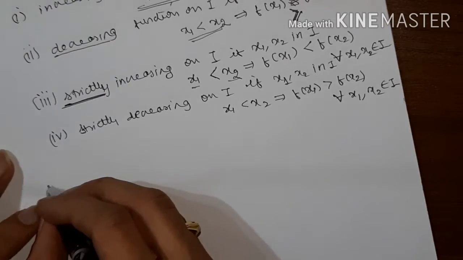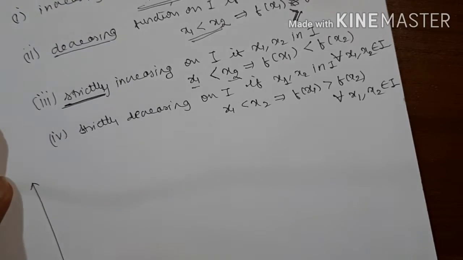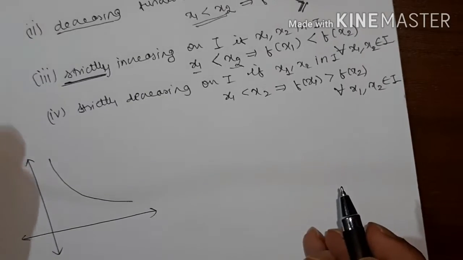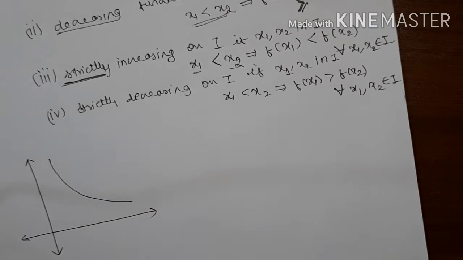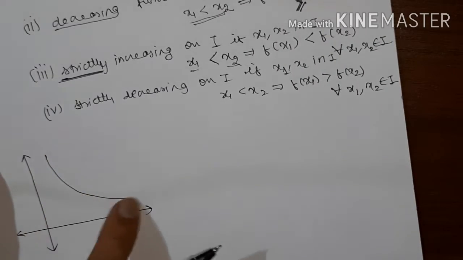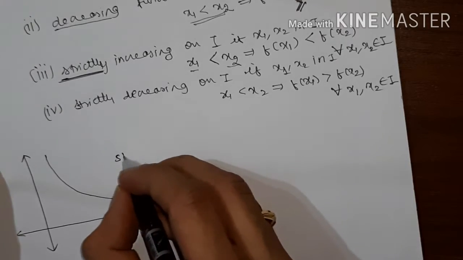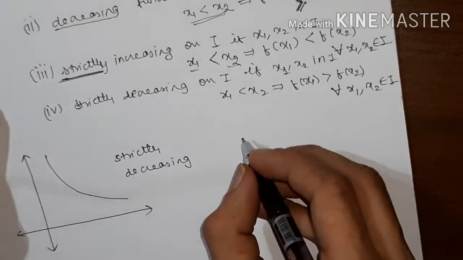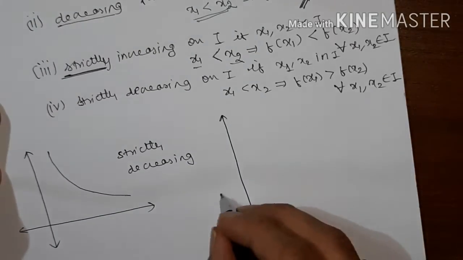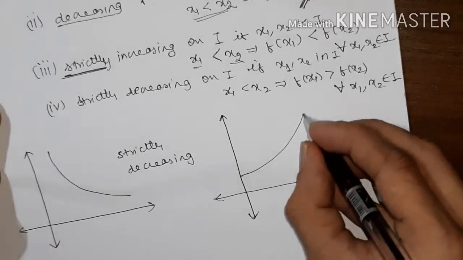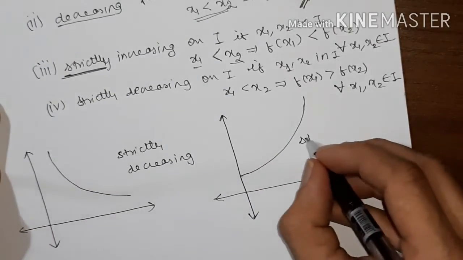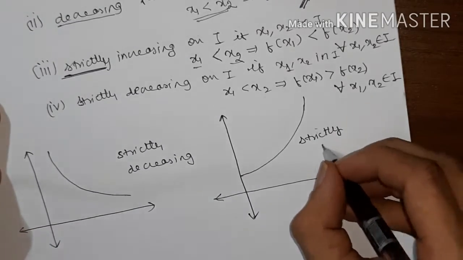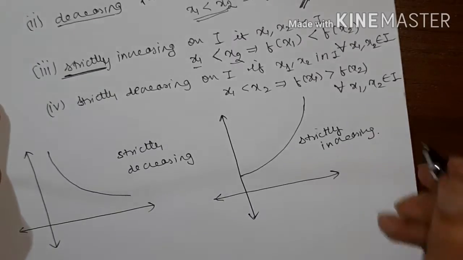Okay, now if you look at the graph of some functions, let us see. If you have the graph of a function in this way, what is this function? You can see that the function is decreasing here, right? So this is a strictly decreasing function that you have, okay? And suppose you have a graph in this way, what you have here is a strictly increasing function, okay?